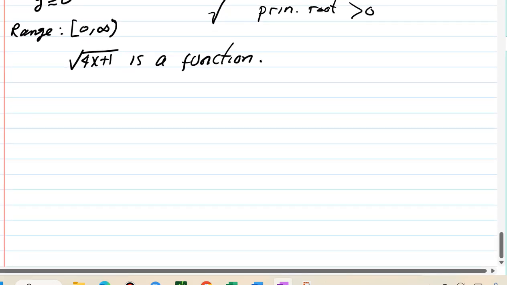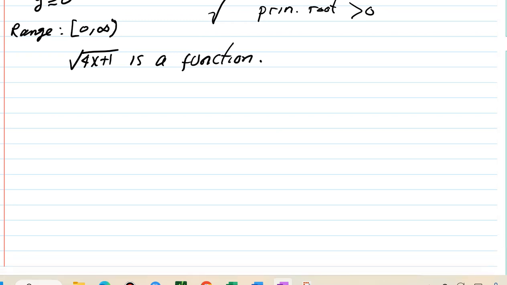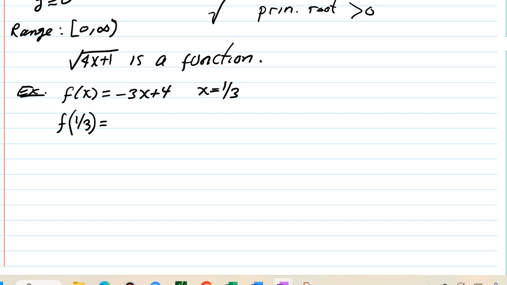Perfect. So there we have that one as well. Now let's do one where we want to evaluate the function. I'm just going to make up this one. Let's say my f of x is -3x plus 4, and I'm going to let x be 1/3. So we plug in: f at 1/3 is -3 times 1/3 plus 4. -1/3 of 1 is -1, plus 4 is positive 3. And there you have it.